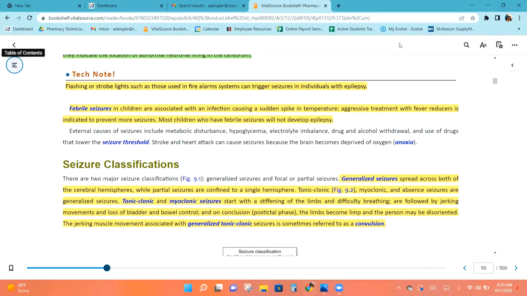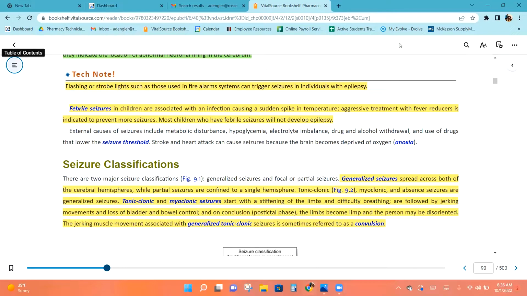Flashing or strobe lights, such as those used in fire alarm systems, can trigger seizures in individuals with epilepsy. Febrile seizures in children are associated with having an infection, causing a sudden spike in temperature. Aggressive treatment with fever reducers is indicated to prevent more seizures. Most children who have febrile seizures will not develop epilepsy.